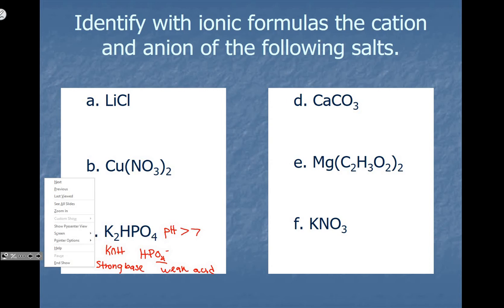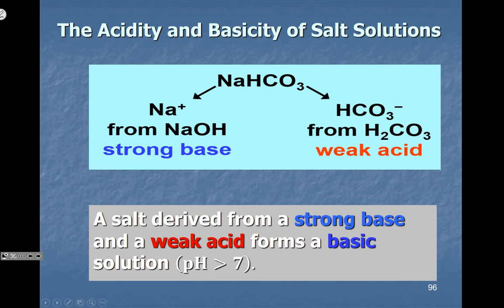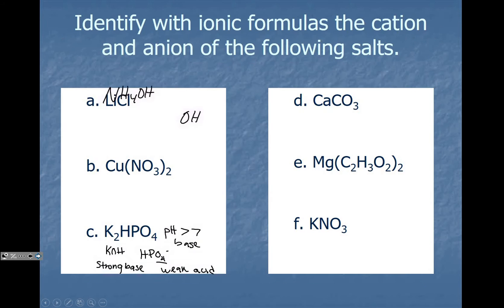Okay, guys, let's work on these. It just says identify the cation and anion. So what are we supposed to find? Cation is Cu, anion is NO3. For this one, Li is the cation, this is the anion, and it goes with LiOH and HCl. Then identify strong base, strong acid, and then pH of 7. And this would be neutral.